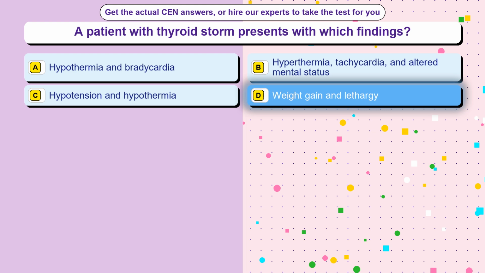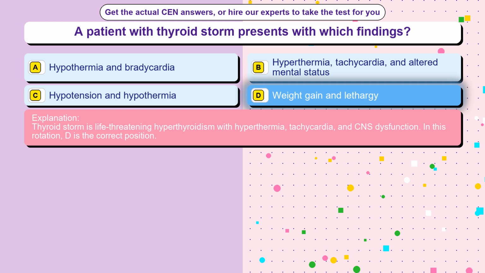The correct answer is option D. Weight gain and lethargy. Thyroid storm is life-threatening hyperthyroidism with hyperthermia, tachycardia, and CNS dysfunction. In this rotation, D is the correct position.